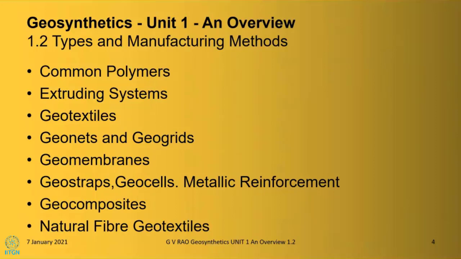For this, we come initially to what are the common polymers used for these purposes. And then what are the systems of producing geotextiles, because we have to first produce a fiber or filament, and then from that our geotextiles will come. Then we have geonets and geogrids. We have membranes, geomembranes. Then we also have geostraps, geocells, metallic reinforcement, then geocomposites, and natural geotextiles. So even though in the previous slide I said there are only 4 classes, geotextiles, geogrids, geomembranes and geocomposites, now I have already said there are more of them.